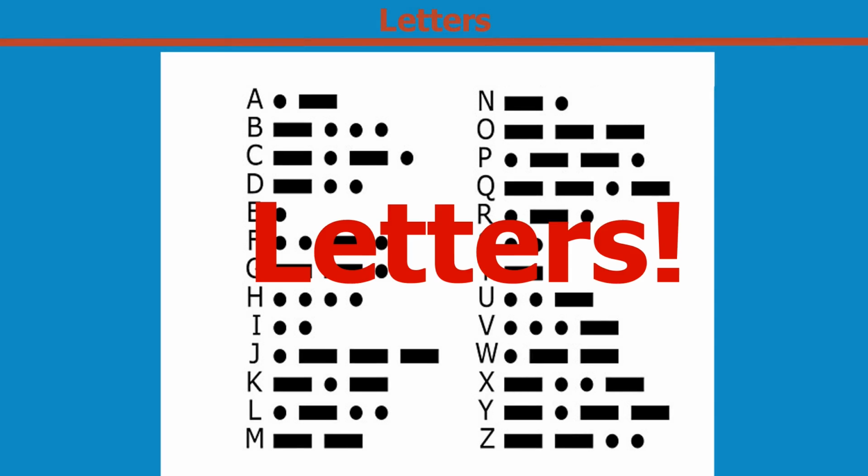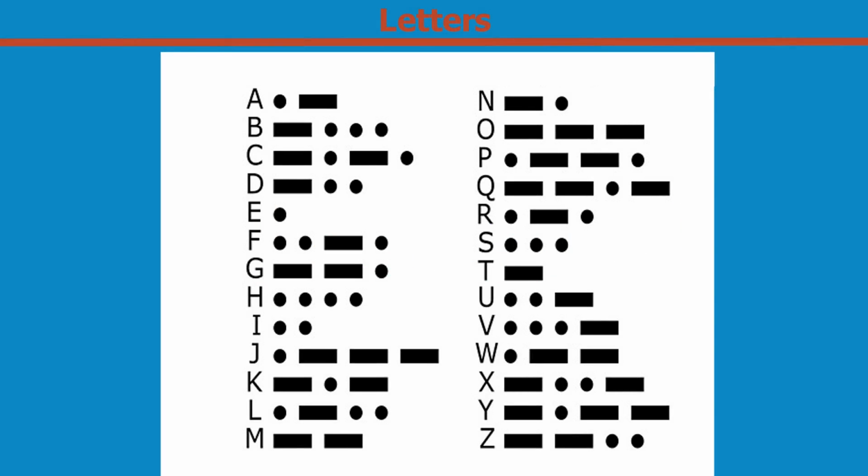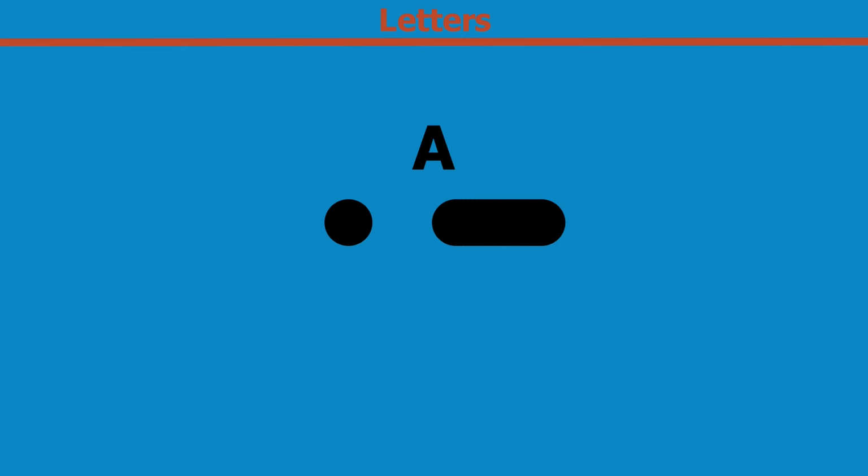Next, let's learn the letters. I will mostly go in order of the alphabet, but occasionally I may skip around as some letters relate to each other. A is a dot and a dash. I often remember it because an is a word in English, and a is the opposite of n.